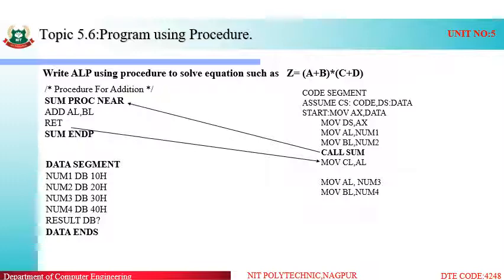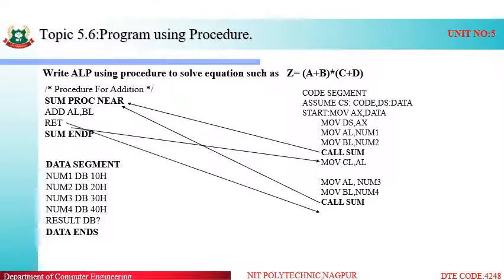Next we have written move AL comma num3. The same procedure we will do for num3 and num4, that is for C and D. So num3 is moved into AL, num4 is moved into BL, and then again we will call the same procedure, that is call sum. It will pass the control again to the sum procedure, add AL comma BL, that is num3 is added with num4, that means C plus D is performed and the result is inside AL, and then we return.